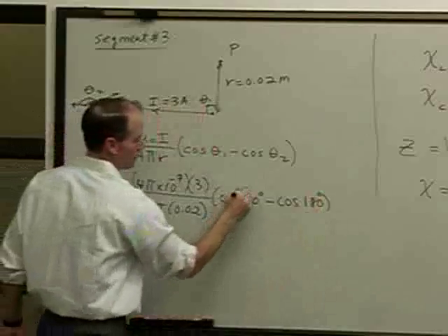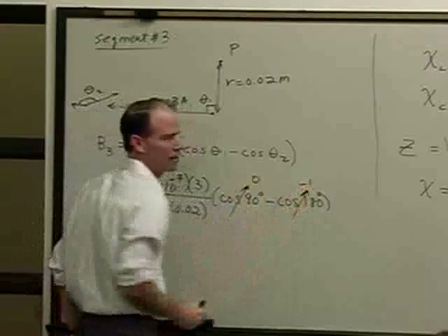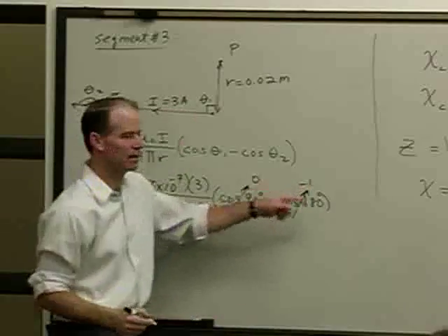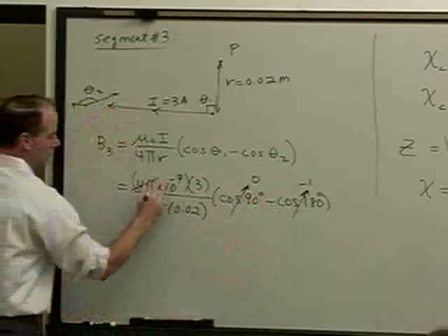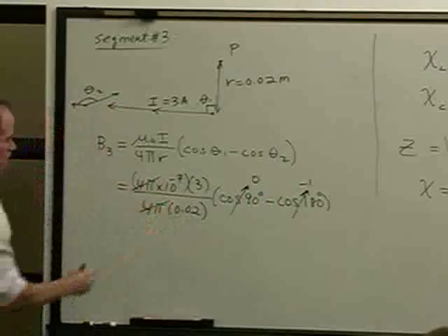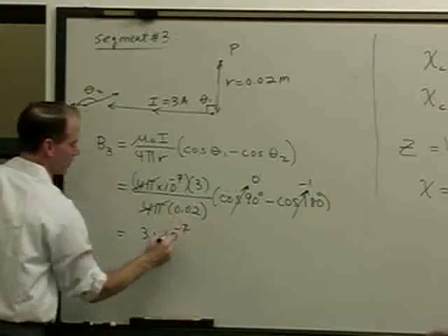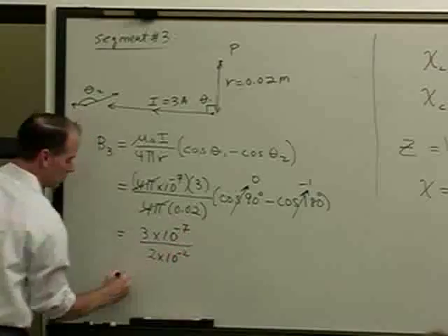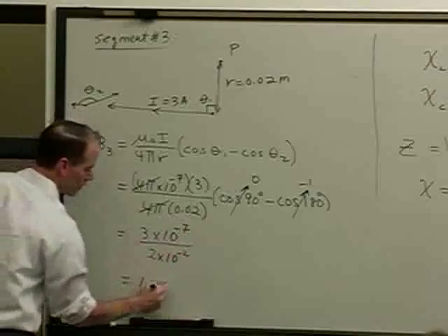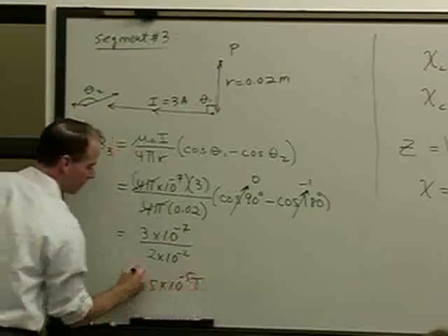Cosine of 90 is 0. Cosine of 180 is negative 1. So we have a negative, negative 1, which is positive 1. So it'd be 3 times 10 to the minus 7 over 2 times 10 to the minus 2. This would be 1.5 times 10 to the minus 5.